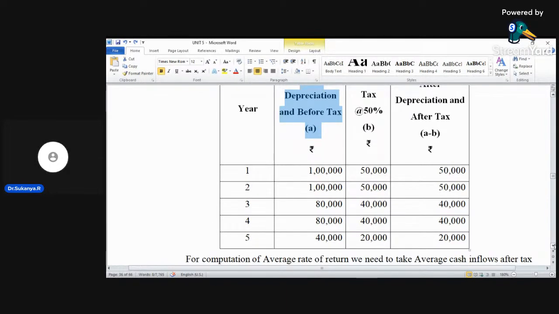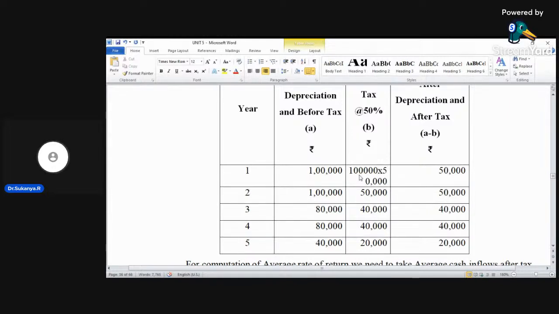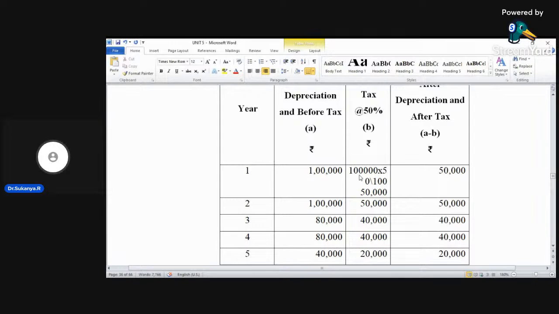Now, dear students, if you clearly observe in the question, they have given you that the tax rate is 50%. Because they have given you the cash inflows after depreciation but before tax, your first responsibility is that you have to reduce tax and then you have to start with the problem. How will you reduce tax? For example, in the first situation, it is 1 lakh. So you have to reduce 50,000. Why is it 50,000? Because it is nothing but 1 lakh multiplied by 50%, so 50 divided by 100. So that will give you 50,000 rupees.